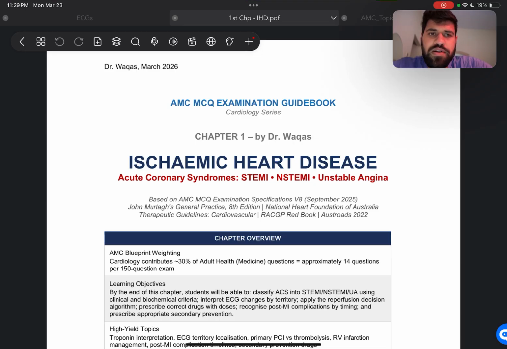And then I've also added the ECGs that are related to ischemic heart disease. As you can see, this is the first chapter for us. And other than that, I've added a few trial questions. I've added the guidelines right now through the RACGP Red Book, and the different values that you should memorize, or the different mnemonics that would help you answer the questions.